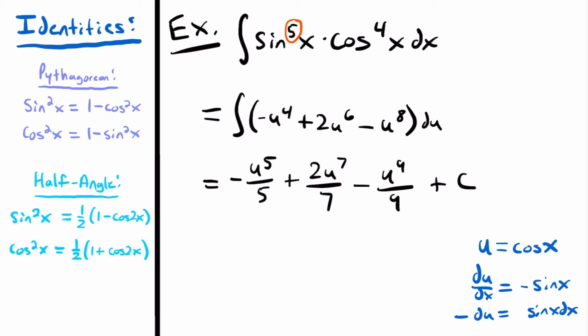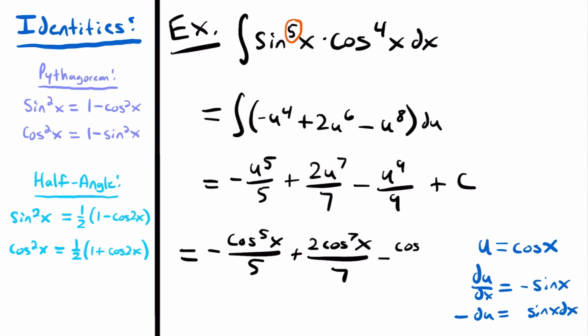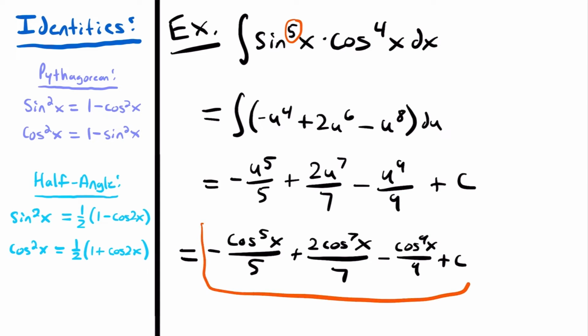Right, so for each of these terms, we added 1 to the exponents and then divided by those new exponents. Okay, and so then if we replace u with what we set it equal to, which is cosine x, we'll have our final answer that this is equal to negative cosine to the 5th power of x divided by 5 plus 2 times cosine to the 7th power of x divided by 7 minus cosine to the 9th power of x divided by 9 plus c. Okay, and so that right there is the final answer or the solution to this trig integral.